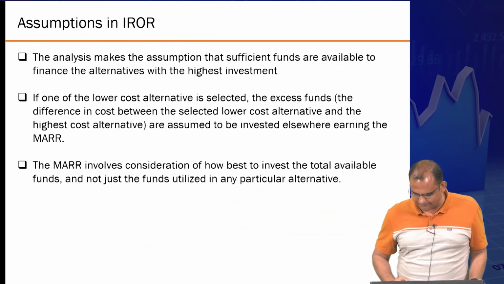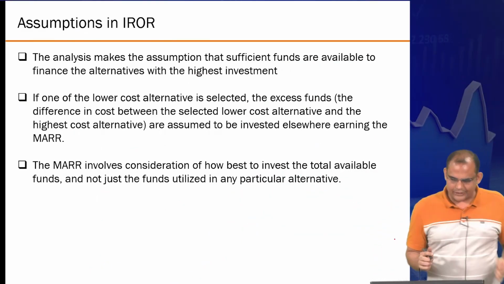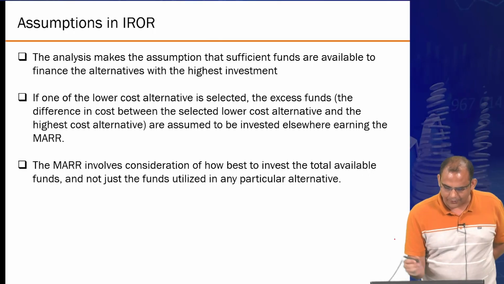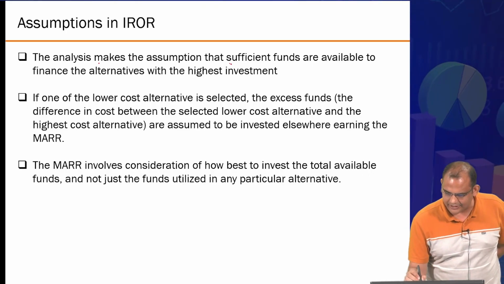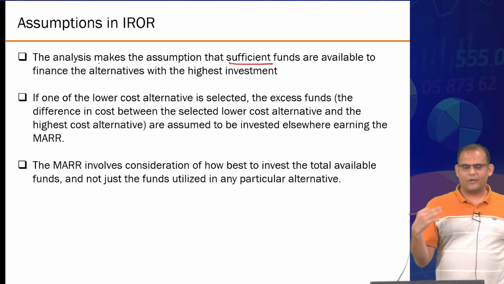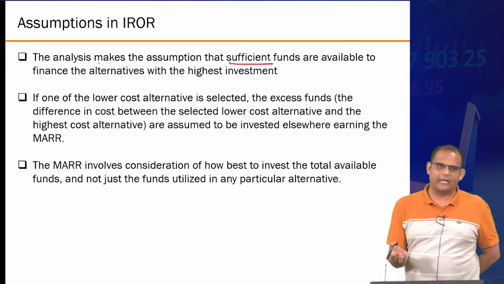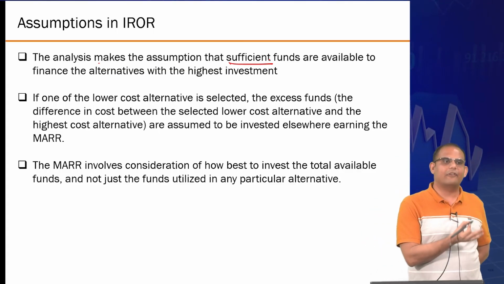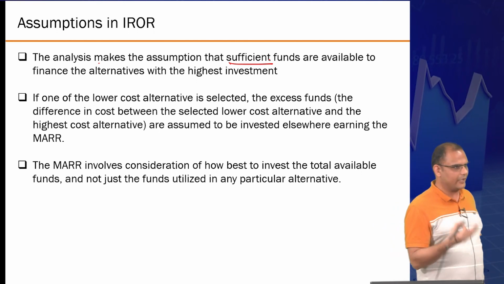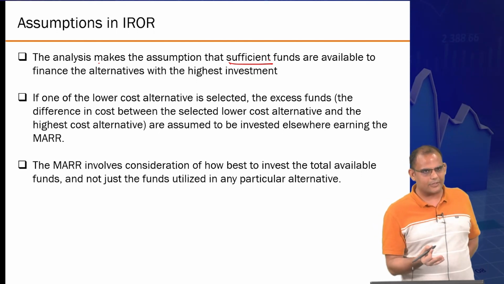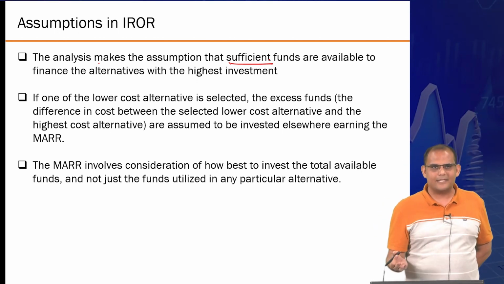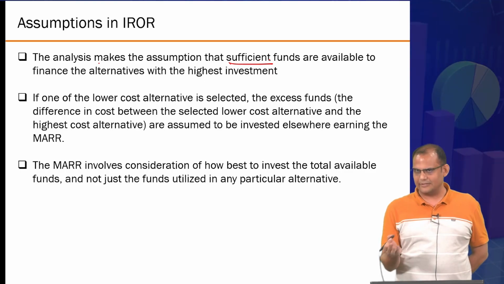Let me give you more examples. Okay. So, of course, these assumptions hold true. The analysis makes the assumption that sufficient funds are available to finance the alternative with the highest investment, right? So, if one alternative is costing you 40,000, another one is costing you 80,000, you should have at least 80,000 rupees. Otherwise, this analysis makes no sense, right?